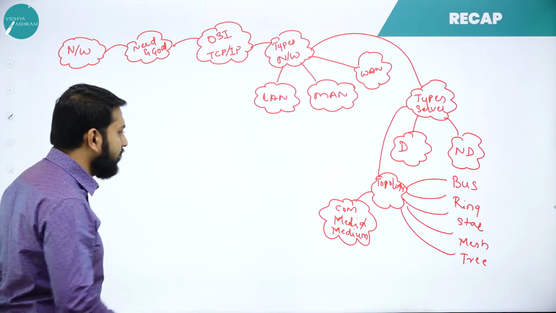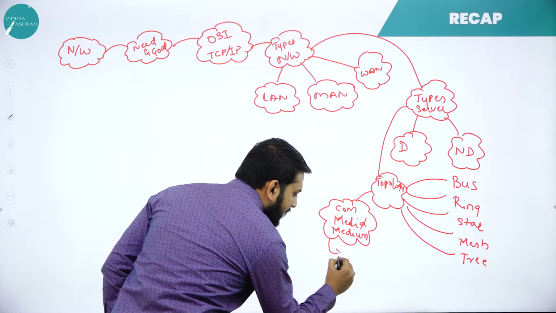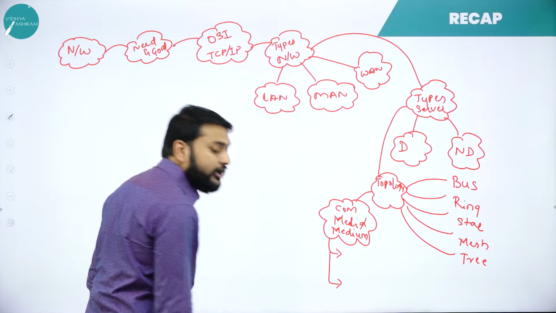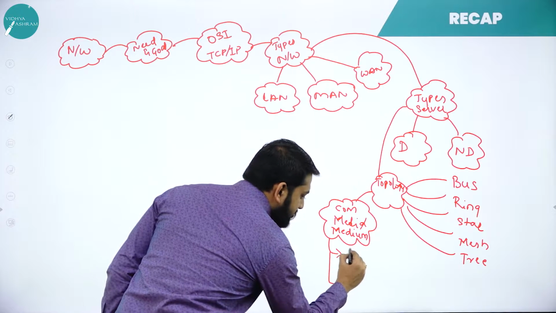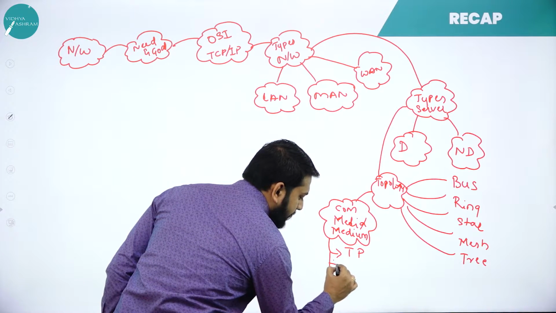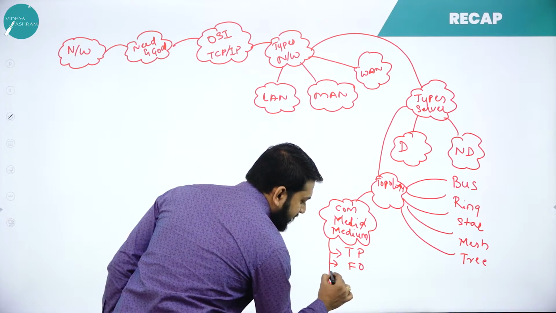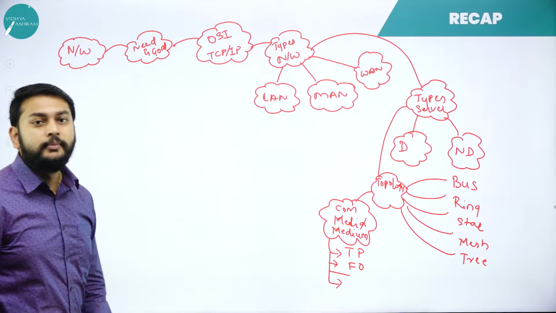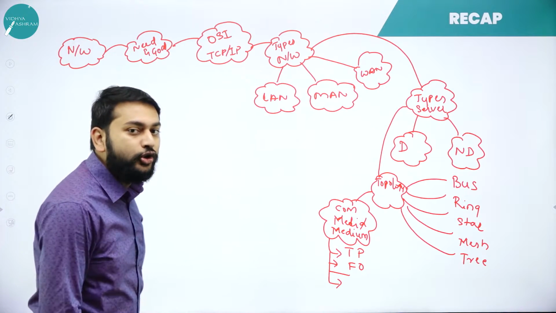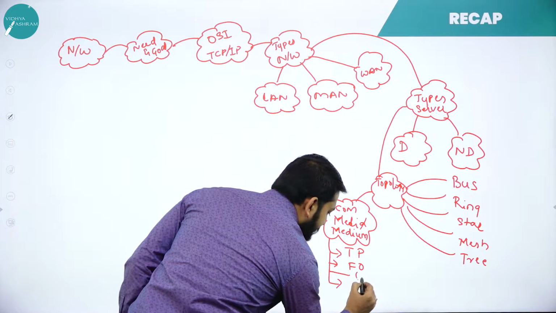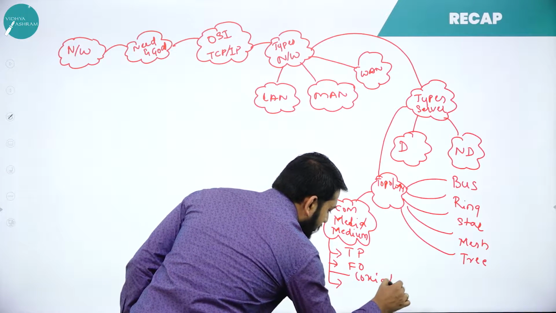So what is the first one that we have? We have guided and we have unguided. When it comes to guided, we have twisted pair. We have fiber optics. And what is the next one that we have? Please recollect. TV cable. What do you call it as? Coaxial. Coaxial cable. So fine.